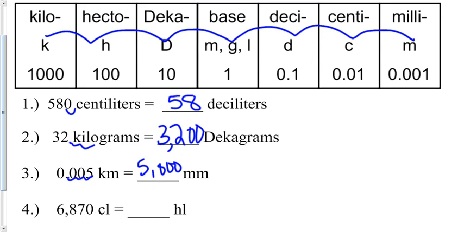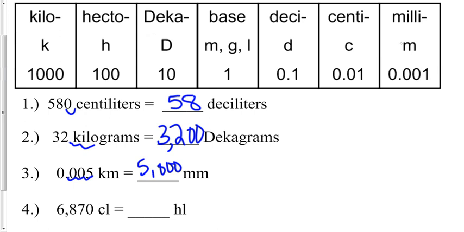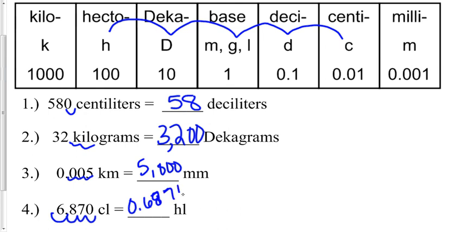And last but not least, I have 6,870 centiliters, and I want to figure out how many hectoliters that is. So here's centiliters. I'm going to go to the left 1, 2, 3, 4 times. Here's my decimal point. I go left 1, 2, 3, 4 times. 0.6870. And that's how many hectoliters. And that's how we convert with the metric system.